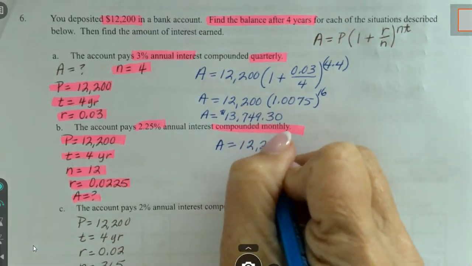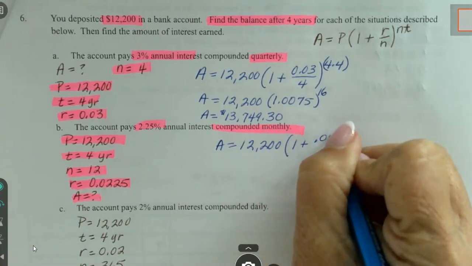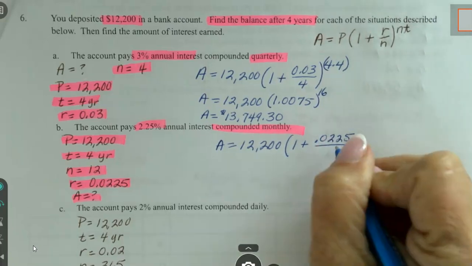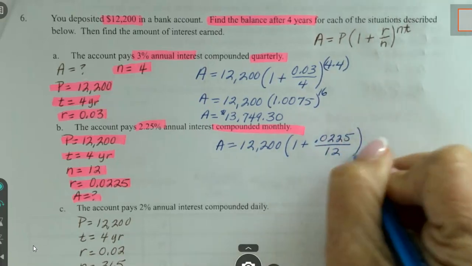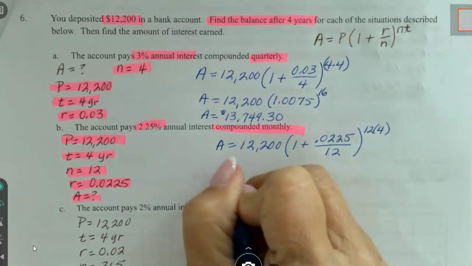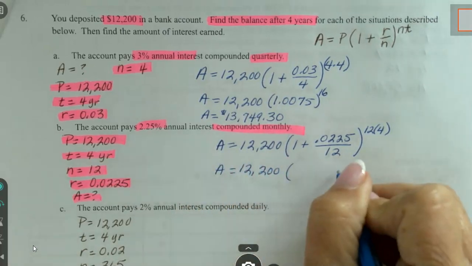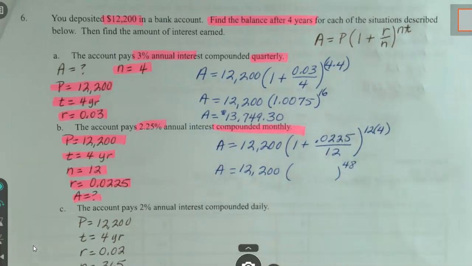So 12,200 times 1 plus 0.0225 over 12, and then my N is 12 and my time is 4. So that's going to be to the 48th power. First off, I run that part on there. And as much as you can, leave things in your calculator, even though I'm rounding it here. If possible, leave it in your calculator.